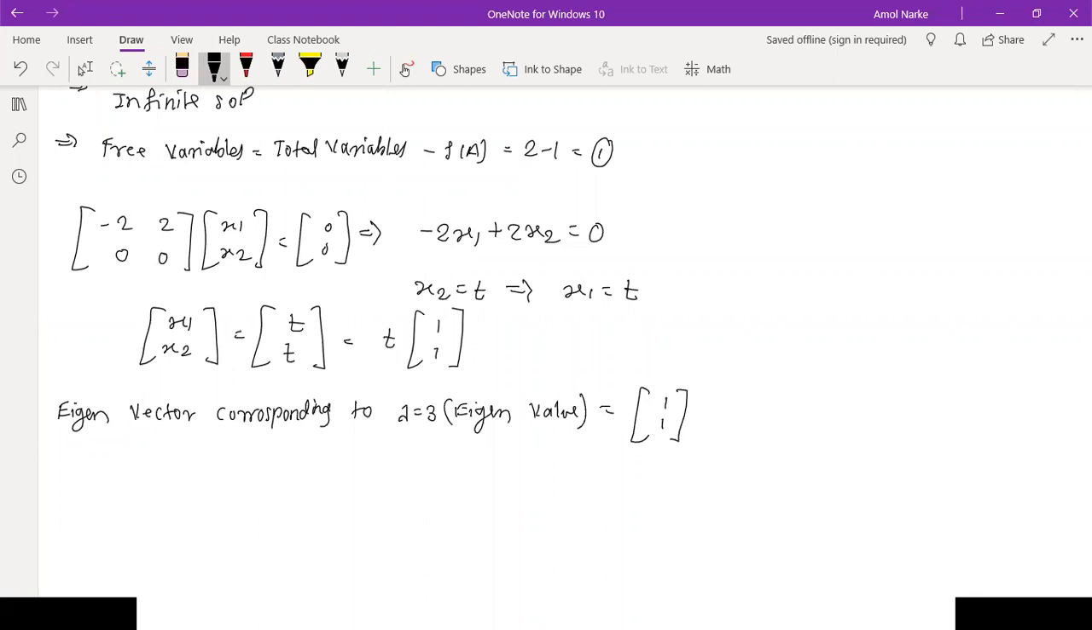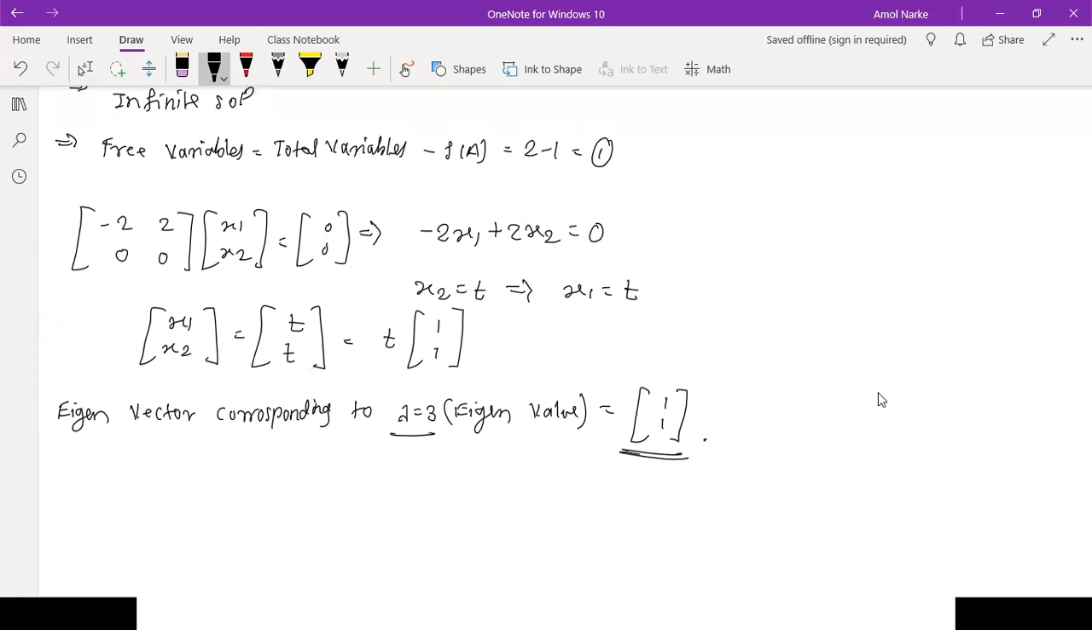Now, can you find an eigenvector corresponding to lambda equal to -1? Can you understand this up to here, how I am getting the eigenvector? Can we substitute t equal to 0? No. Why? Because the eigenvector is non-zero. That's correct. So this is one vector corresponding to the one eigenvalue.